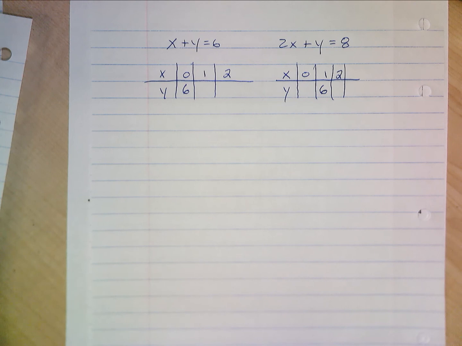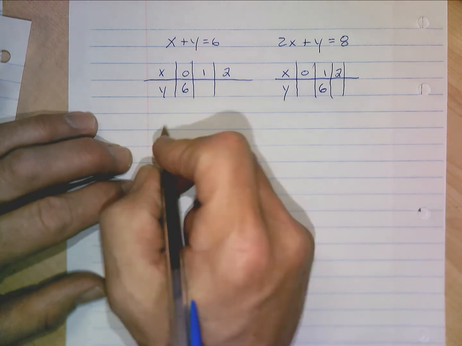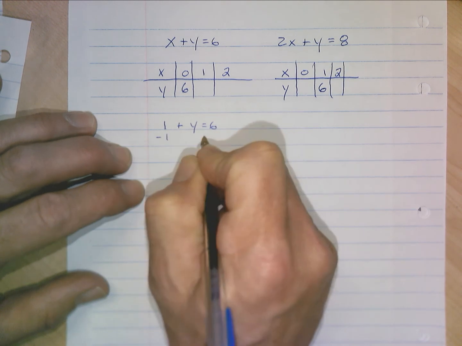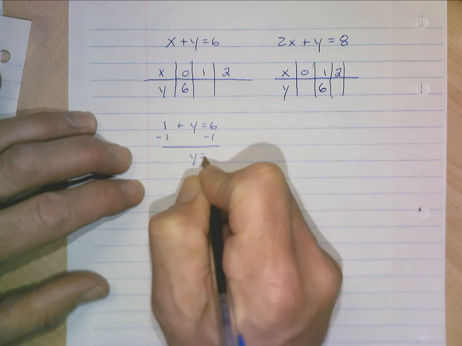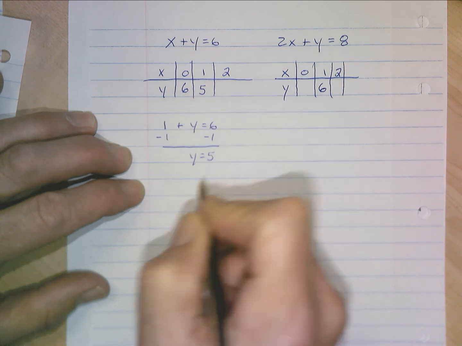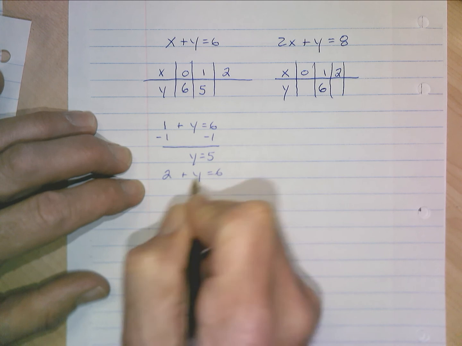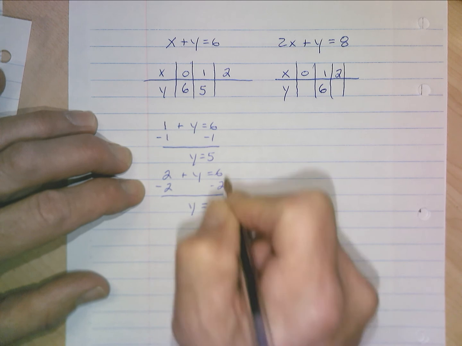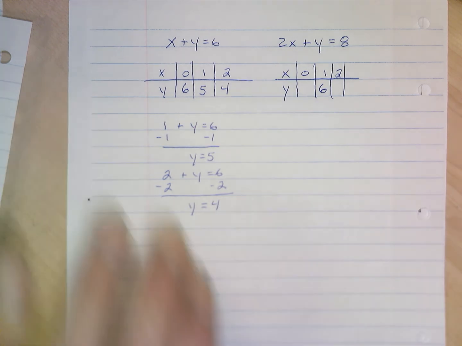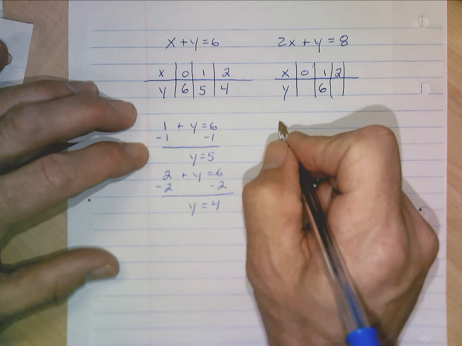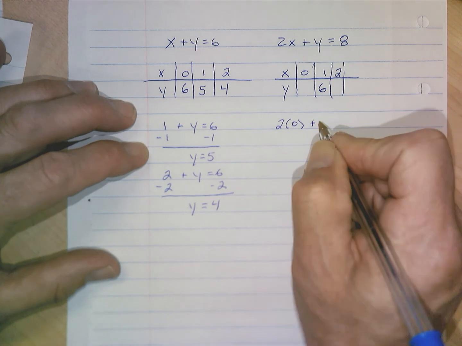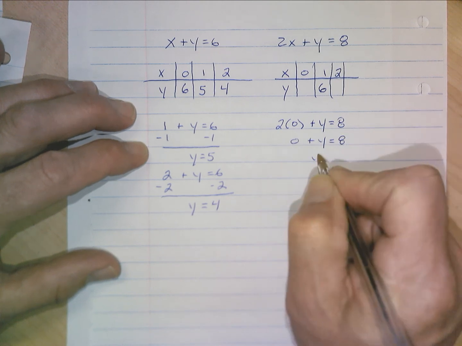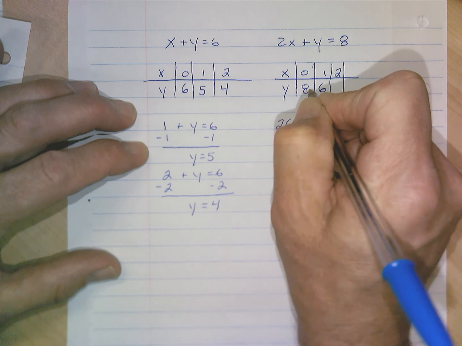So for the first equation, we're given a value of 1 for x plus y equals 6. I subtract 1 from both sides. I get y equals 5. And if I put 2 in, I get y equals 4. For the other equation, 2 times 0 plus y equals 8. 0 plus y equals 8. You guys can all see that? y equals 8.